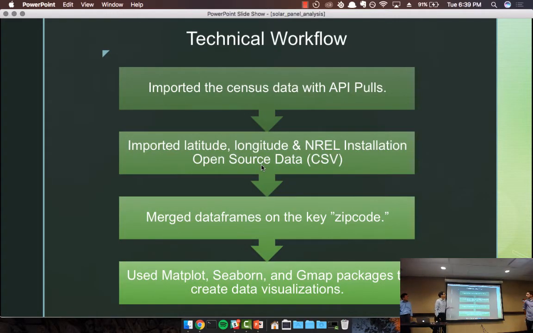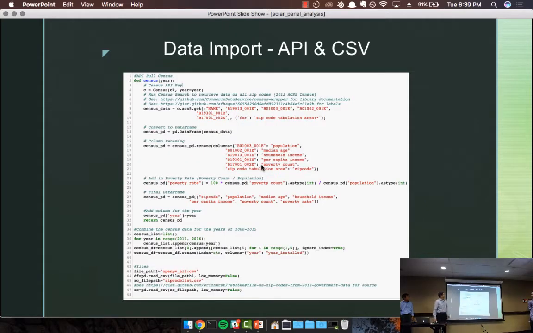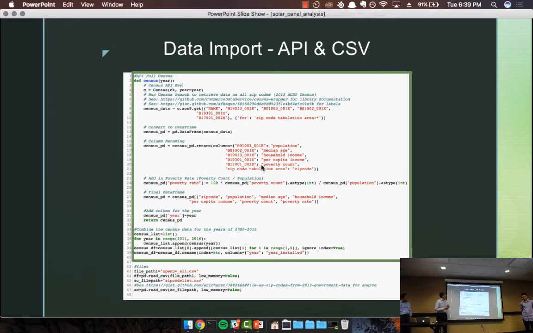So an overall view of our workflow: we imported the census data with API pulls. We imported the NREL installation open source data. We merged the data frames on the key zip code, and we used Matplotlib, Seaborn, and gmaps packages to create visualizations. So here's a sample of our code, and Evan will go more into this a little later in Jupyter Notebook. But here's our API pull.